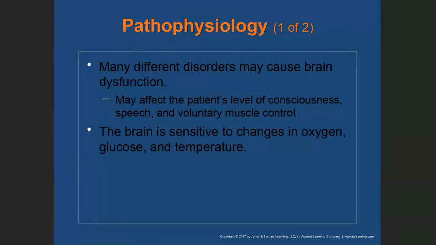Pathophysiology. So that was a review of the anatomy and physiology. Let's look at the pathophysiology now, the problems. Many different disorders may cause brain dysfunction, right? These may affect the patient's level of consciousness, their ability to speak or understand speech, and their voluntary muscle control. The brain is very sensitive to oxygen, glucose, and changes in temperature.